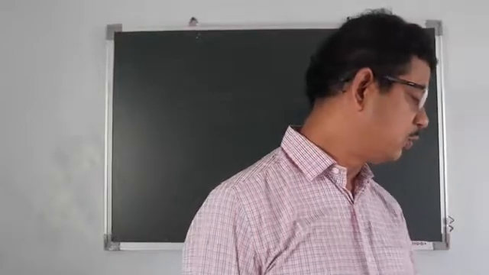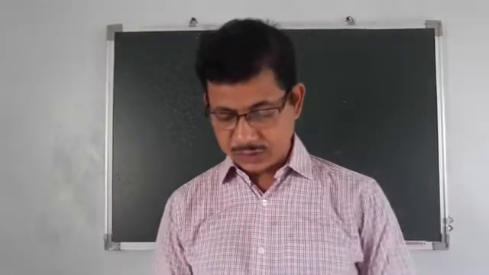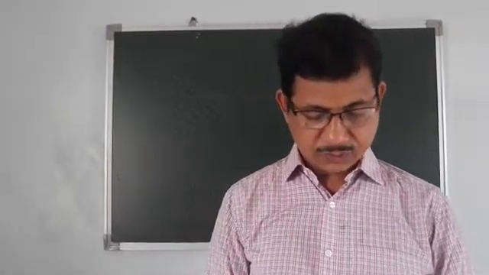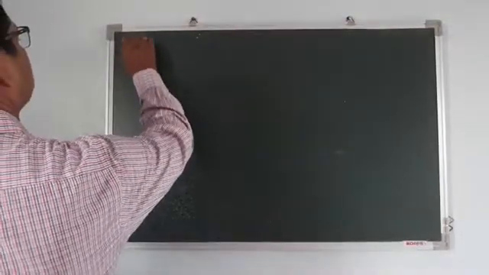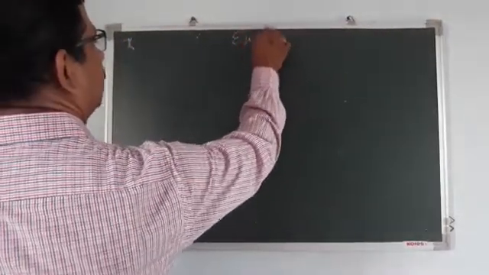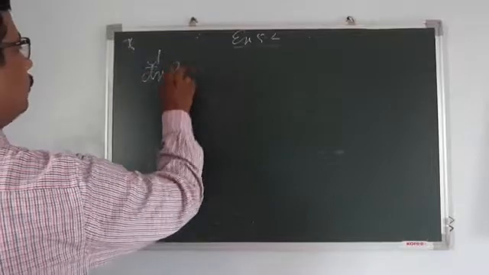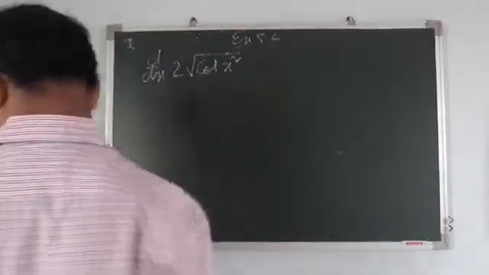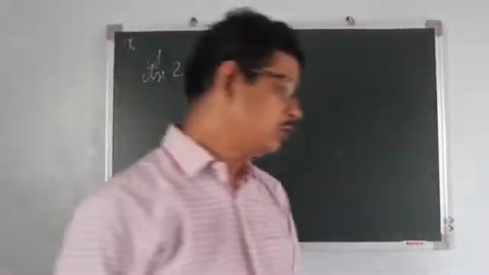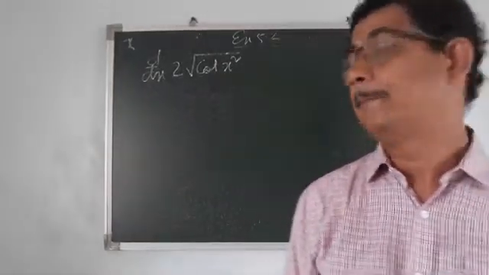In exercise 5.2, we have done up to question number, so far as my knowledge, we have done question number 6, we have completed. Now we will do question number 7. Question number 7 is like that. Exercise 5.2. Here they have asked to find d/dx of 2 root cot x square. We have to differentiate 2 root cot x square.